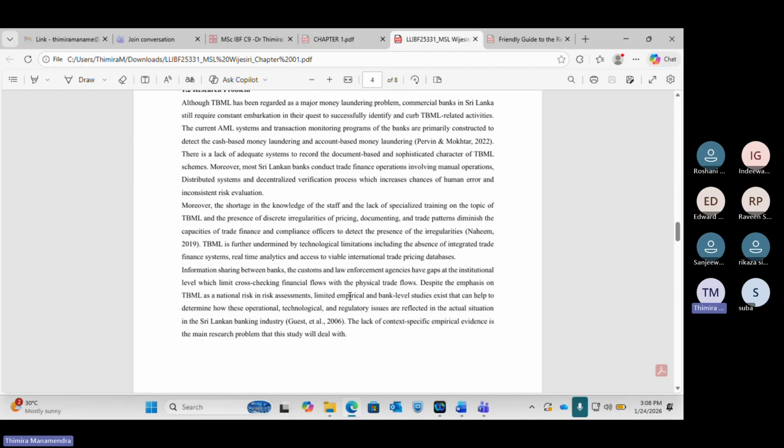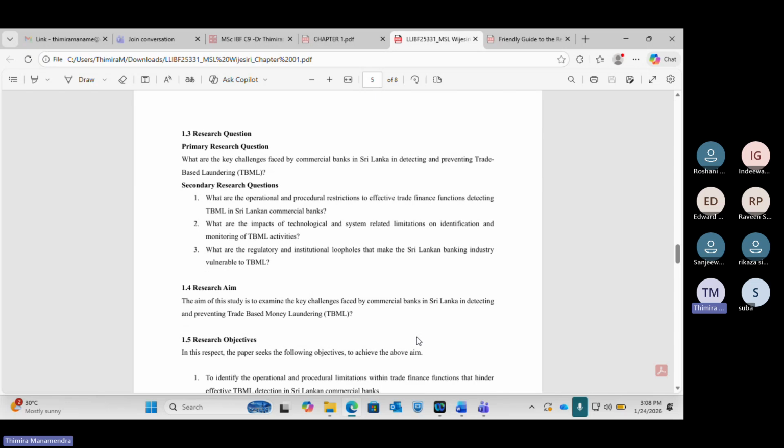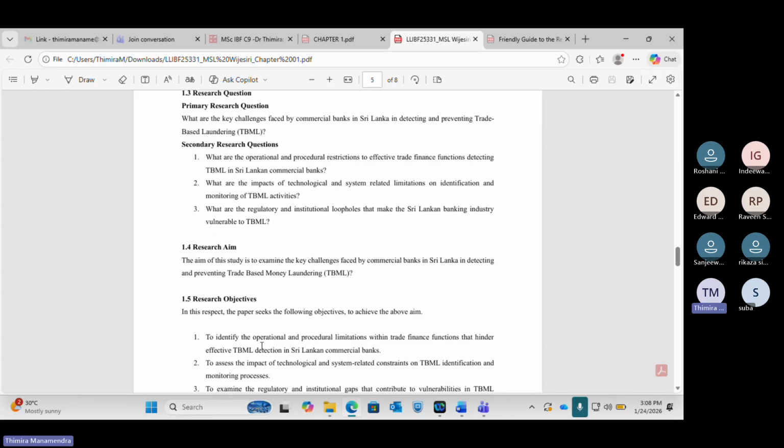Research problem. Okay. I like the way you have brought in this referencing that establishes the authenticity. Okay, question: What are the key challenges faced by commercial banks in Sri Lanka in detecting and preventing trade-based money laundering? Then the research objective is to identify the operational and procedural limitations within the trade finance function that are hindering it. Okay, it's linked to the question and objective. What are the operational and procedural restrictions?